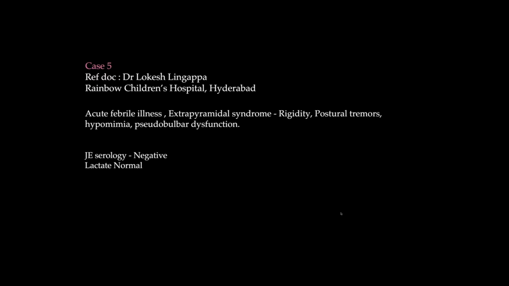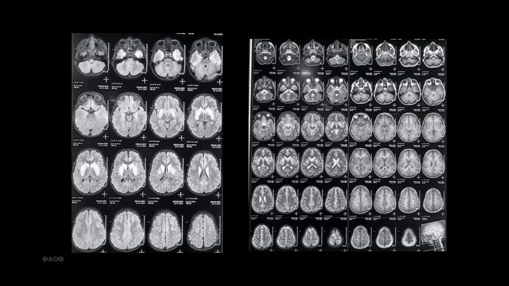It's a case of a child with acute febrile illness, had extrapyramidal syndrome in the form of rigidity, postural tremors, hypomimia, and pseudobulbar dysfunction. Japanese encephalitis serology was negative and lactate was normal. Again, these are external scans, and you can see the predominant changes in the dorsal striatum, which is edematous. On the T2 and FLAIR, there is some degree of cerebral atrophy, but the primary changes are in the dorsal striatum. Posterior fossa, I cannot appreciate any abnormality. Brainstem is appearing normal. Thalami also normal. No malformations, no white matter changes.